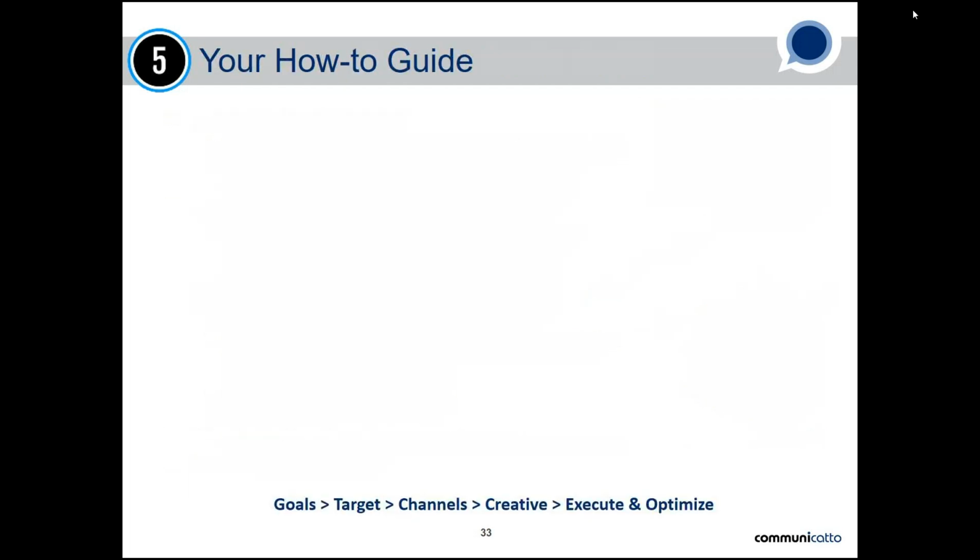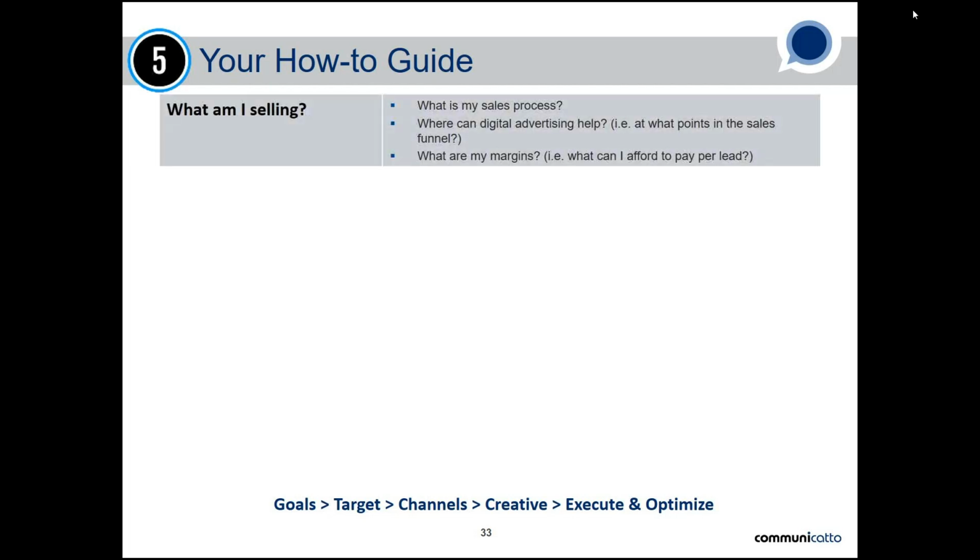So now your how-to guide. Oh, and here at the bottom of the slide, we've got our 5-step process. So how do we walk through this? How do we walk through the actual guide? What's your template? So first thing to think about, what am I selling? What is my sales process? And the reason I ask this question is to think about your own sales funnel. And at what point in that sales funnel do you think digital advertising can help?